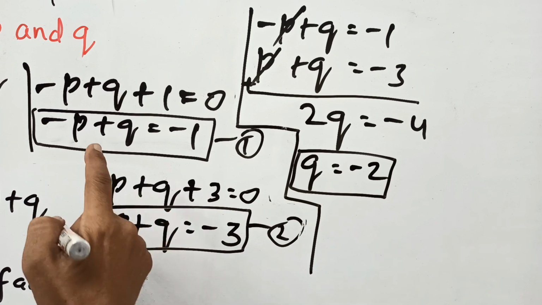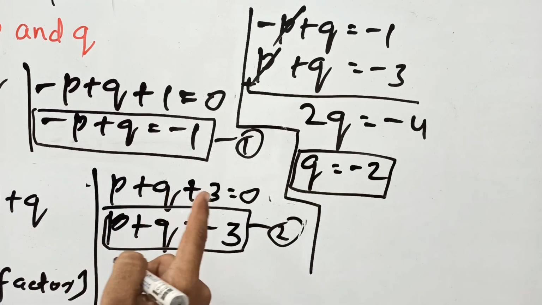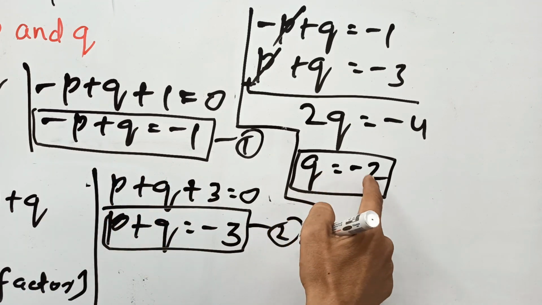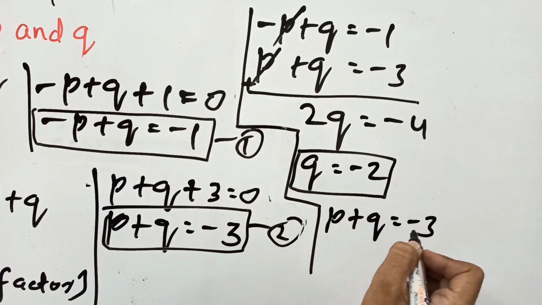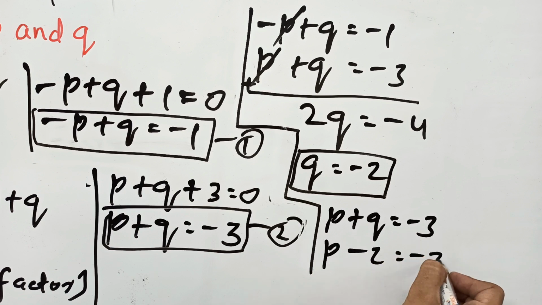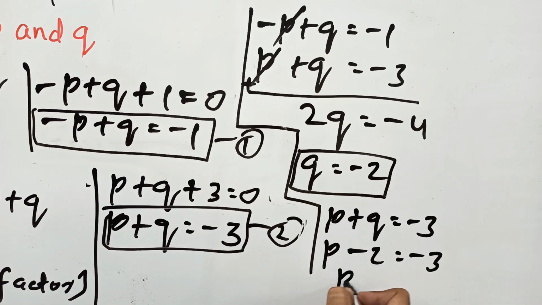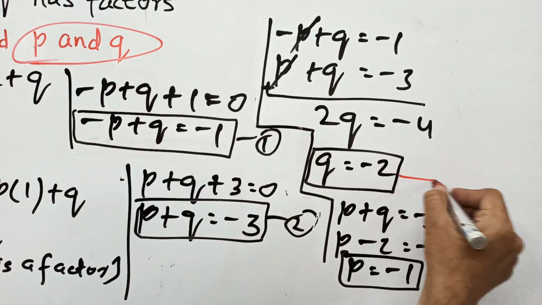Now in order to get the value of p, we will put the value of this q in either of the equations. In place of q, I am putting minus 2. So 2 will be shifted here. P is equal to minus 1, minus 3 plus 2, minus 1. So there is the value of p and q.